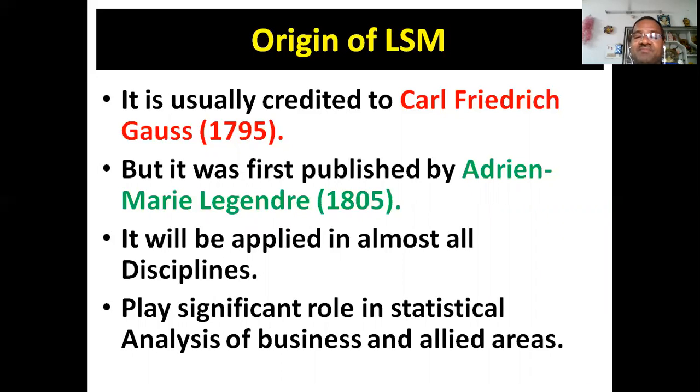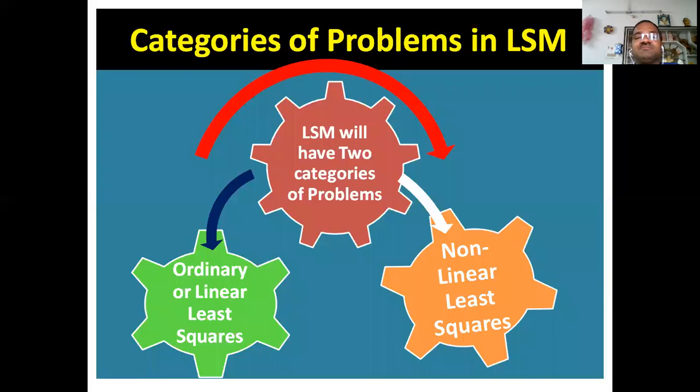So the variables of trend cannot be restricted just to statistics or mathematics. It can be economics. It can be applied in, let me say, sociology, public administration, astrology. So for different areas, it is applied. Hence it has been playing a very significant role in the statistical analysis of business and allied areas.